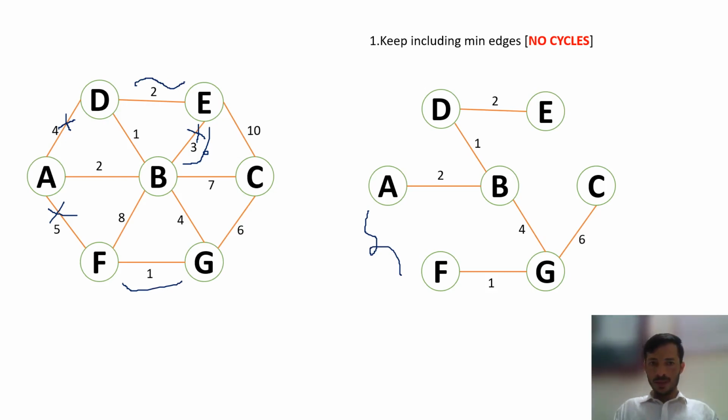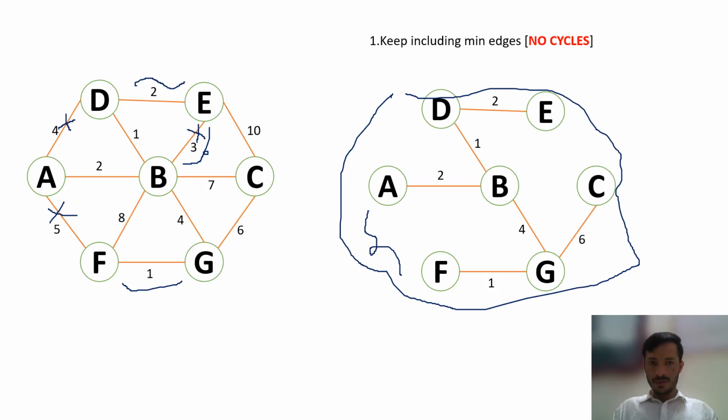So finally we draw the subgraph here. This is the subgraph. So finally the question arises here: why do we call it a minimum spanning tree? The answer is simple. The edges that we have included here should be minimum.